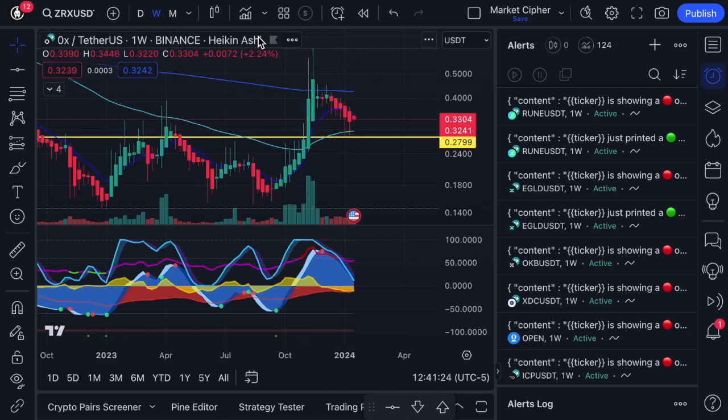Is ZRX setting up here? Yes, I believe it is. Okay, we had a breakout over it. I don't know what this thing does. So you have to do your fundamental research on names that you want to buy. Make sure it's not a pump and dump. Okay, Tim, if you're watching this, I'd love to know more about this project. If you could drop some knowledge for us.